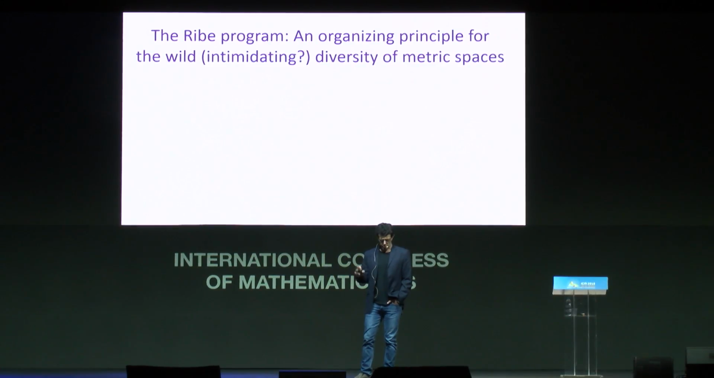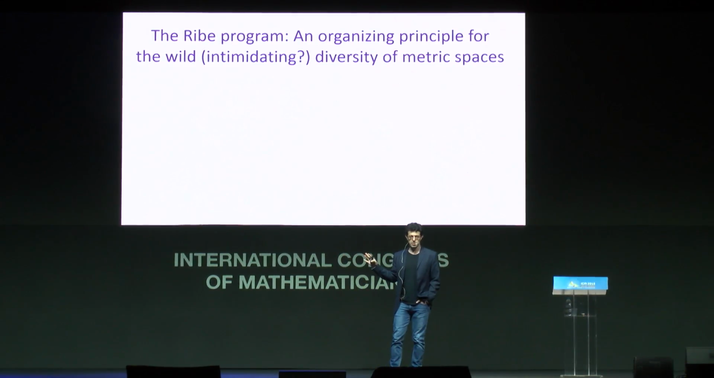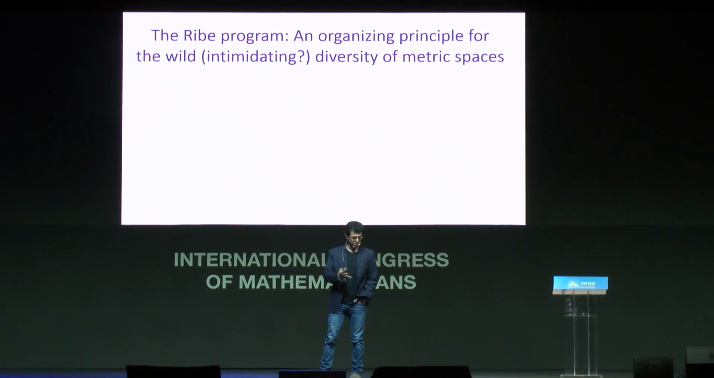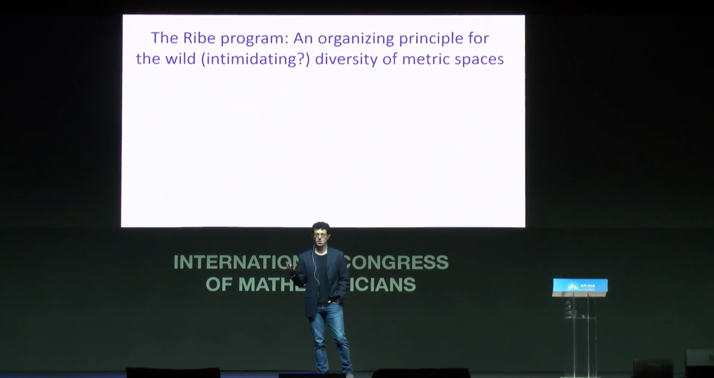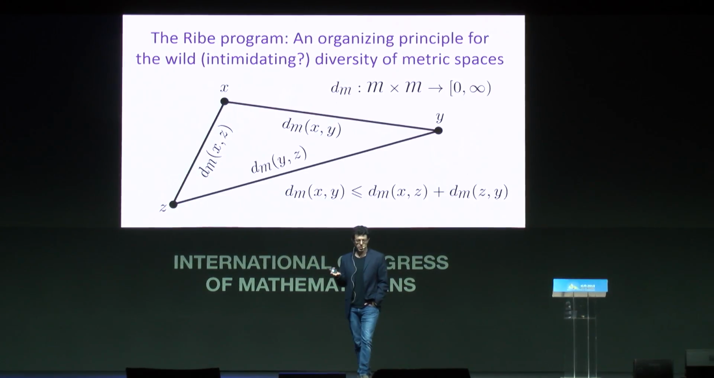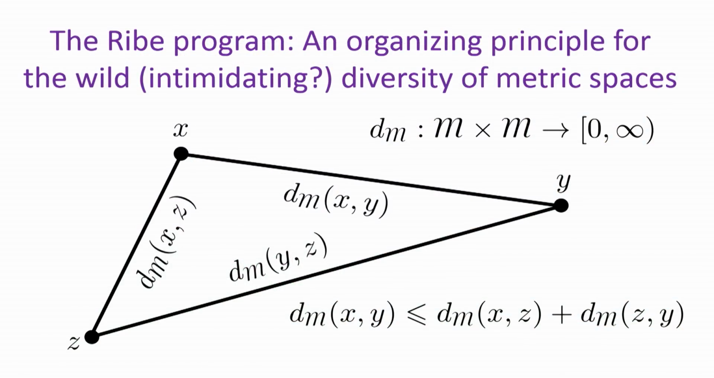So what is the Ribe program? We're going to take some time to look into it. As an overarching theme, it's an organizing principle for metric spaces. Now, when I first heard of this as a graduate student, I was intimidated. Because what are the axioms of a metric space? They seem to be very weak. They're just the triangle inequality.